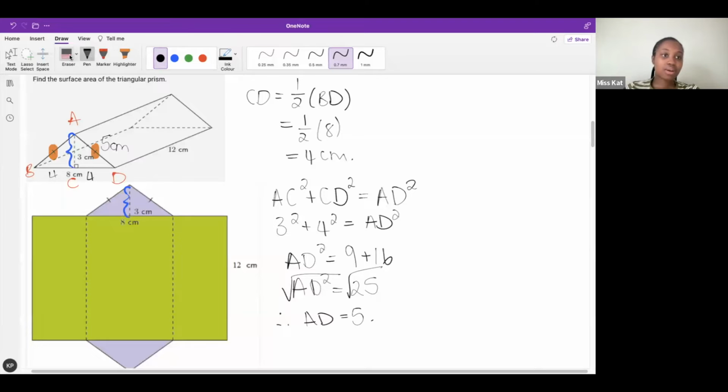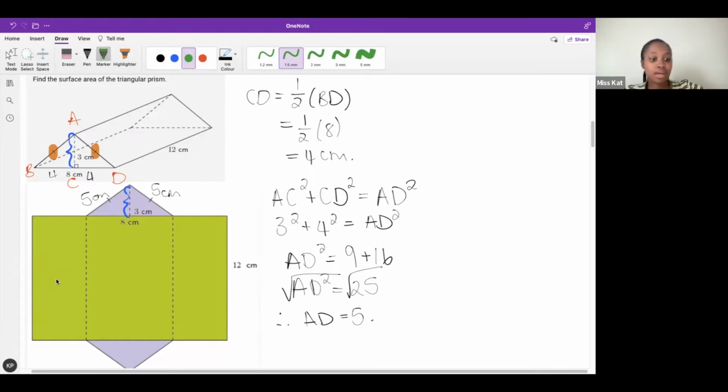centimeters. Okay, I'm going to draw at the bottom. Which means AB is how much? So this is 5 centimeters. And this is also 5 centimeters. Okay, now we needed that because we want to know what the breadth for these two rectangles are.